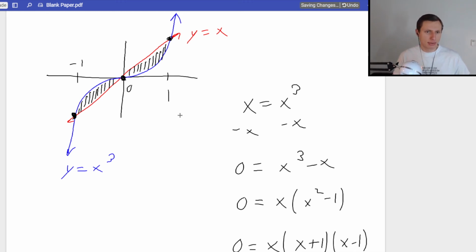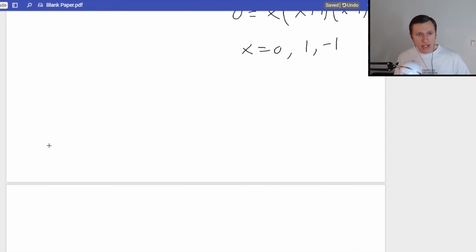Any questions so far? So once again, in the scenario where I have 3 intersection points, I am going to need 2 integrals. The integral from negative 1 to 0, and then I'm going to give myself some space, and then I'm going to say plus the integral from 0 to 1. And now let's fill in this. So negative 1 to 0.